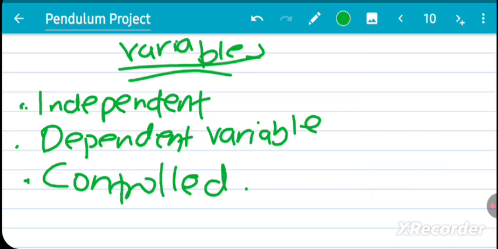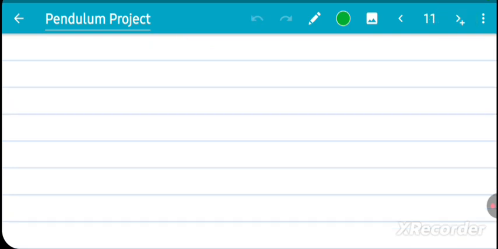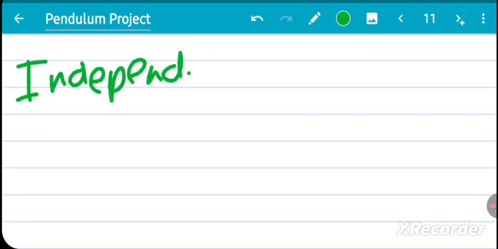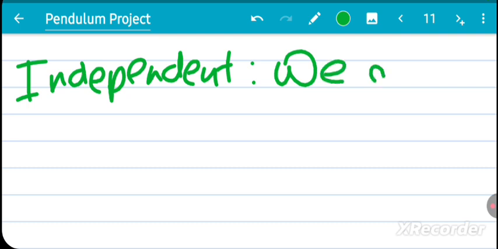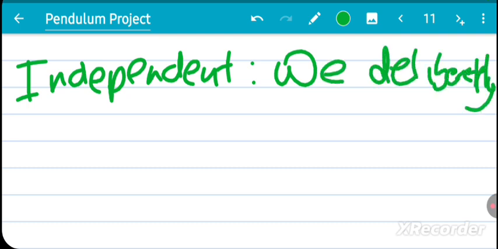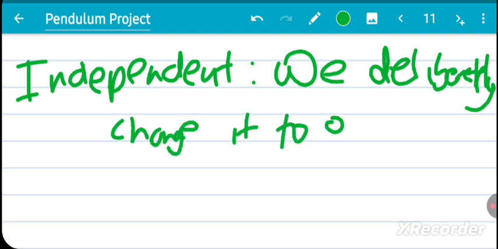So what is the independent variable? The independent variable, as the name suggests, it is not changed. Let's just write the definition here. No, let's just describe it. We deliberately, so here we deliberately change it to observe its effect.